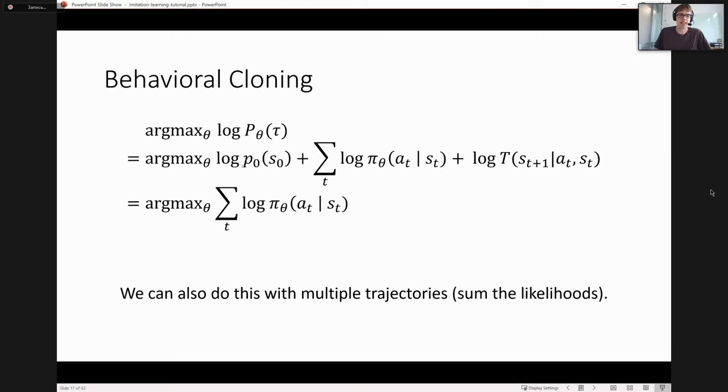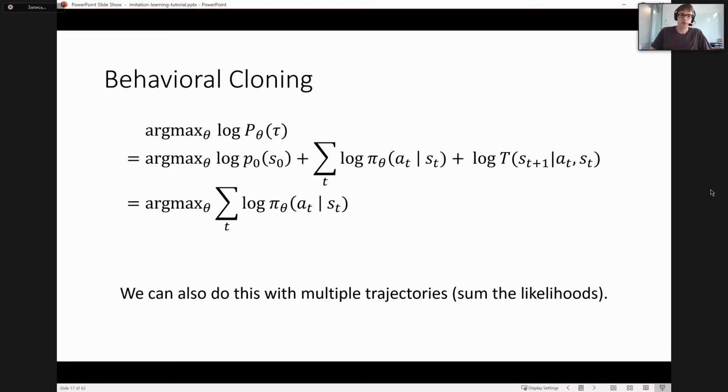And then what we get is we just maximize over policies, so we're looking for a policy which maximizes this term. And of course, this very simple derivation just uses one trajectory. But of course, we can do this with multiple trajectories. And the way we do that is we sum the log likelihoods, because the trajectories are IID, right? If I have IID random variables, then I can write the likelihood as a product over the individual trajectories.